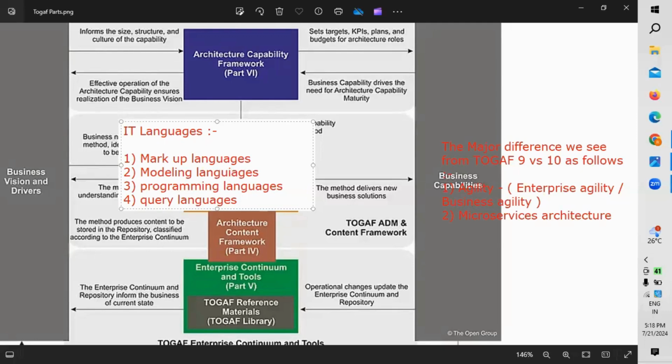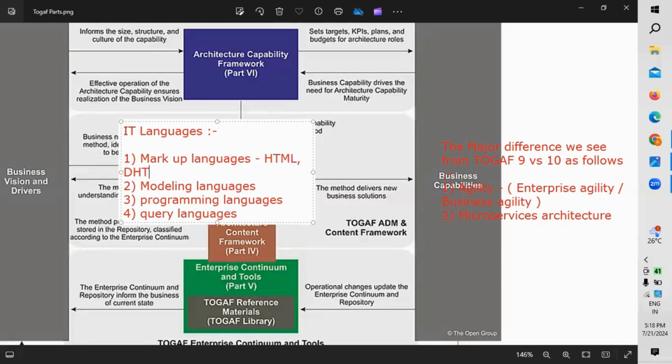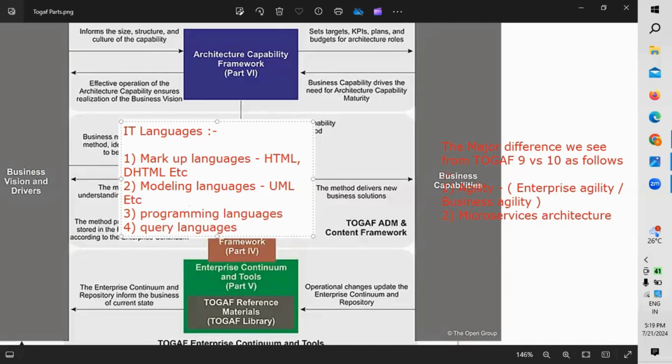Point number 2, second we call modeling language. Let me write down the examples here. The first one is called HTML, DHTML, etc. These are the examples for markup language. Second, we call it modeling language. A modeling language example is UML, which stands for Unified Modeling Language.